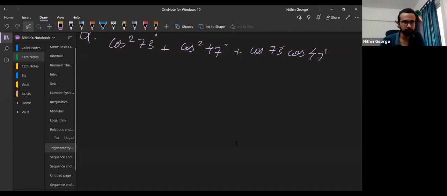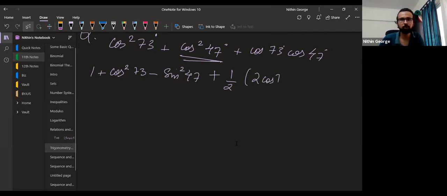We'll give you a clue. Like this, cos square 73 plus this side is 1 minus sine square 47. I'll add 1 here, and then over here put minus sine square 47. Next, what are the other terms that remain? So like this, as 1 by 2, 2 cos 73 cos 47. Now can you try the rest, please?